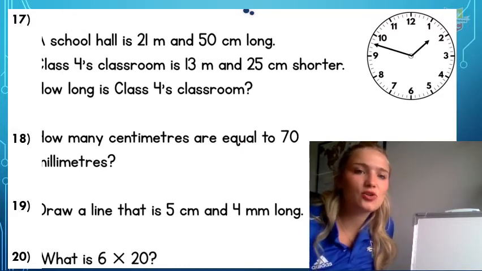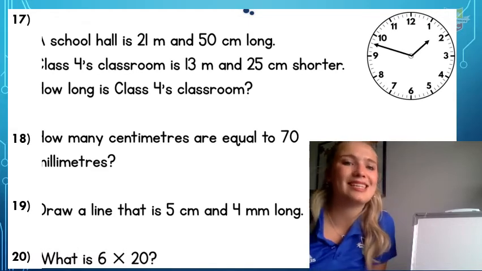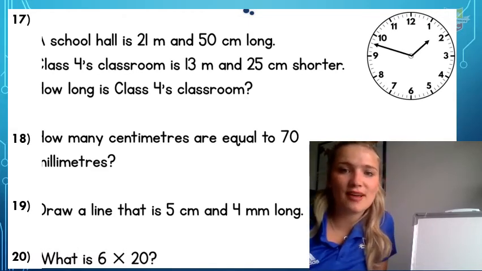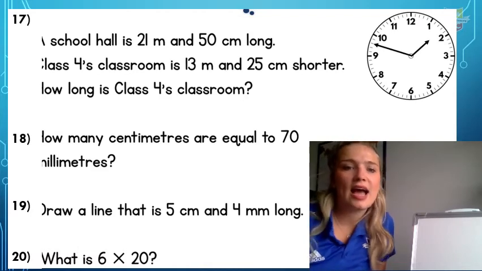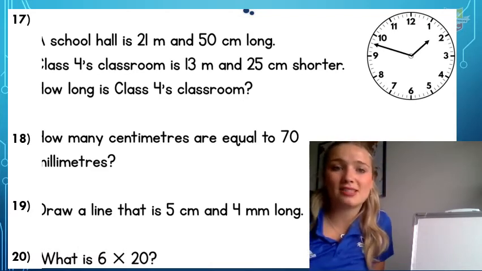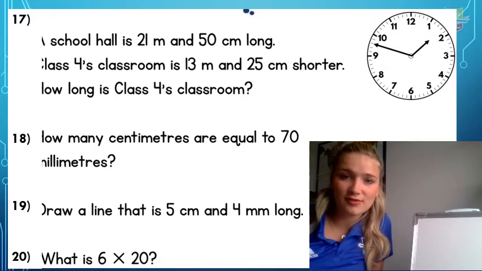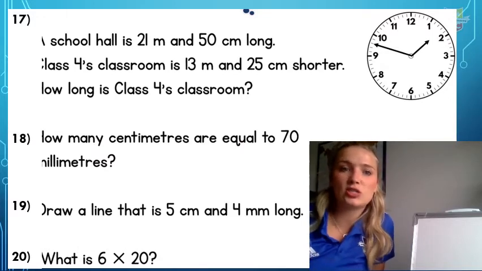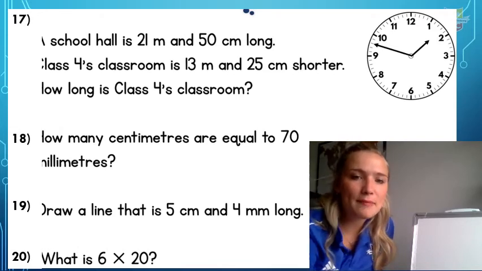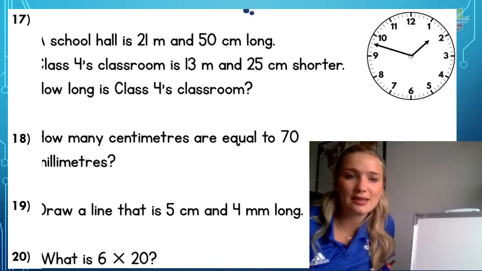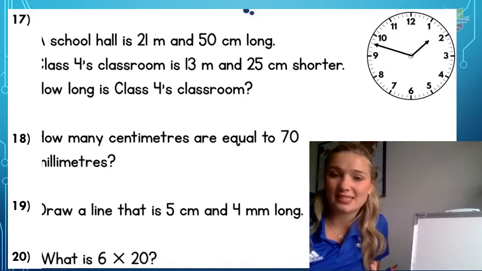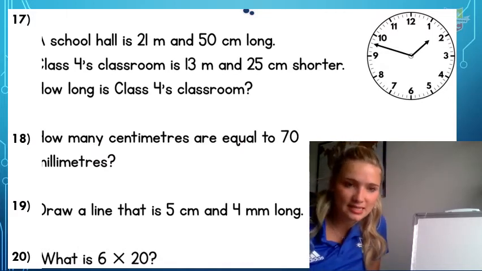Then for 17, a school hall is 21 metres and 50 centimetres long. Classroom 4's classroom is 30 metres and 25 centimetres shorter. How long is the classroom? So think about it. The classroom isn't 30 metres and 25 centimetres, that's the size. It's shorter than the hall. Then how many centimetres are equal to 70 millimetres? Think about your conversion rates, that in 1 centimetre there are 10 millimetres.